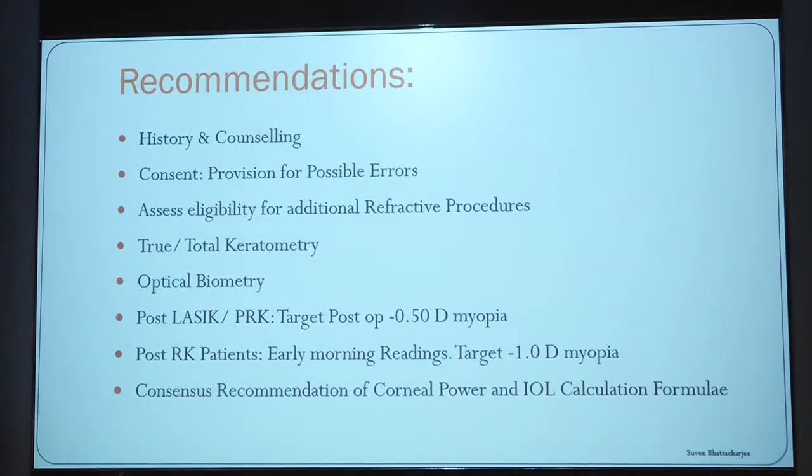So my recommendation would be history and counseling, consent. I think it's absolutely paramount, as you might have refractive errors of different ranges. And if you can, get true or total K values. Optical biometry is, of course, the order of the day. Target post-LASIK, post-RK target minus 0.5D, and post-RK target minus 1D. So the consensus and recommendation of corneal power and calculations are constantly changing. Thank you very much for your attention.